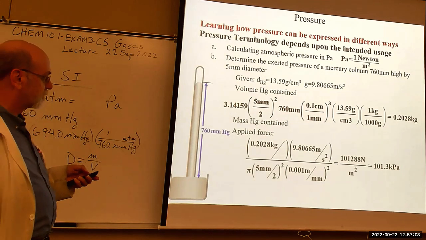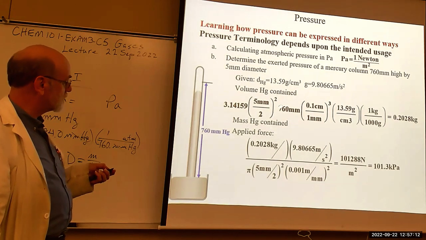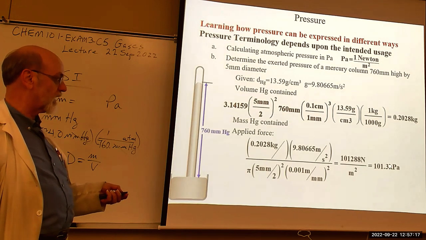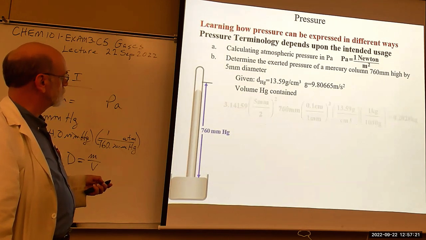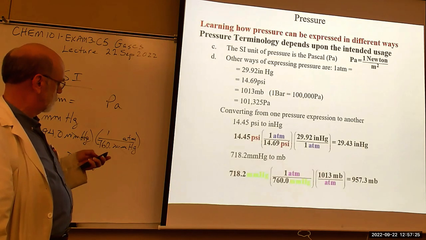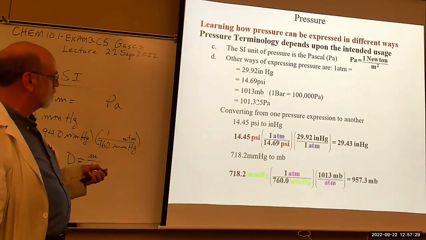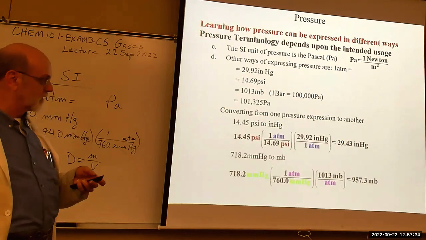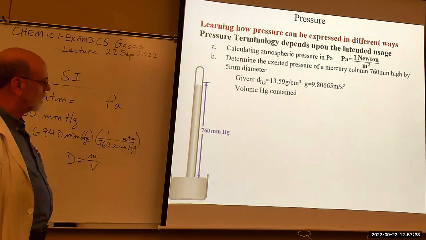Then you find that this is how we get a conversion factor for 760 millimeters of mercury in one atmosphere, which is 101.3 kilopascals. That was on the previous slide. It was 101,325 pascals or 101 kilopascals. That's where that came from.